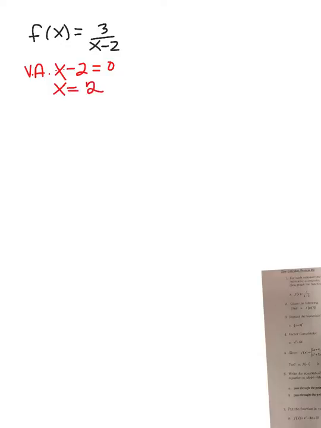Okay, so now let's do our horizontal asymptote. Right, we look at the degrees. So the degree in the numerator would be 0 because there is no x, so that's x to the 0 over x, so the degree to the first. So the degree in the denominator is bigger than the degree in the numerator. So that means my horizontal asymptote is y is equal to 0.